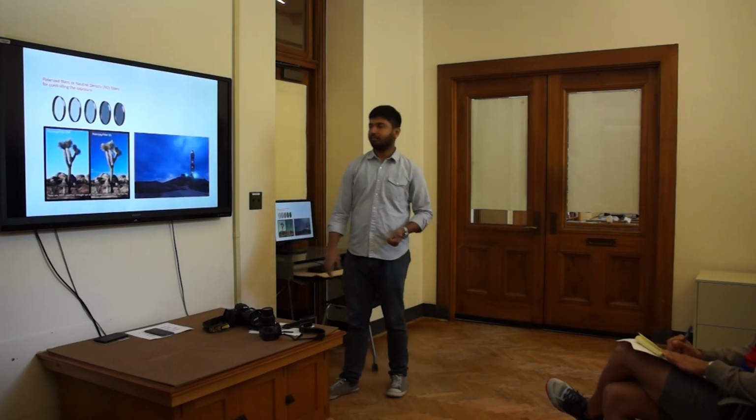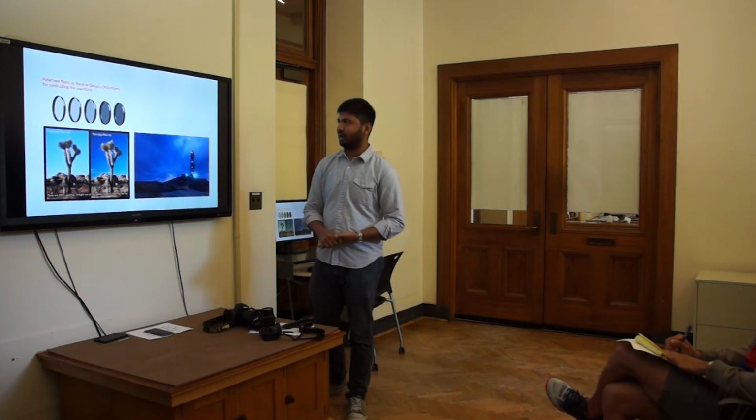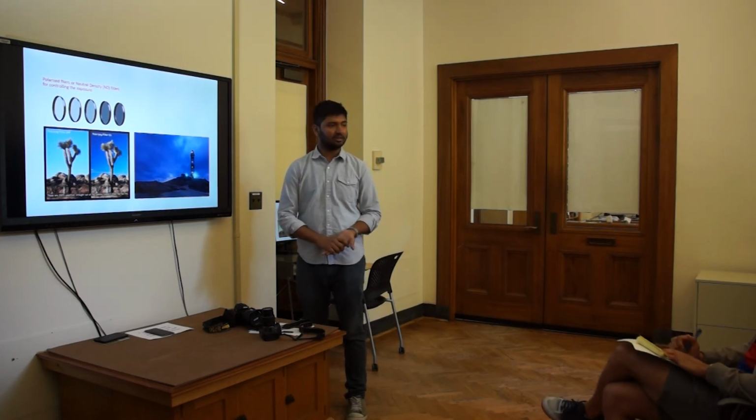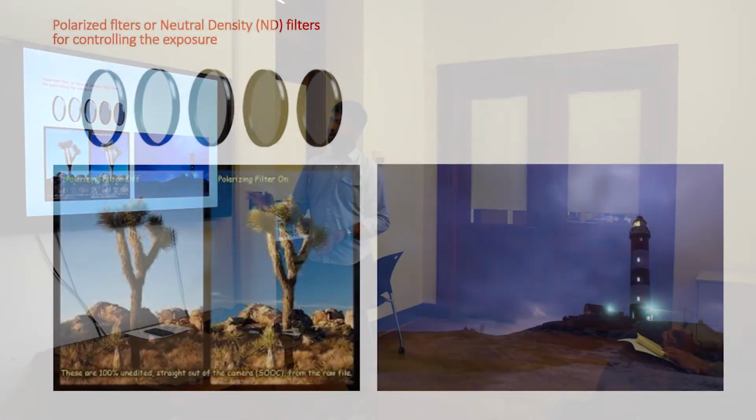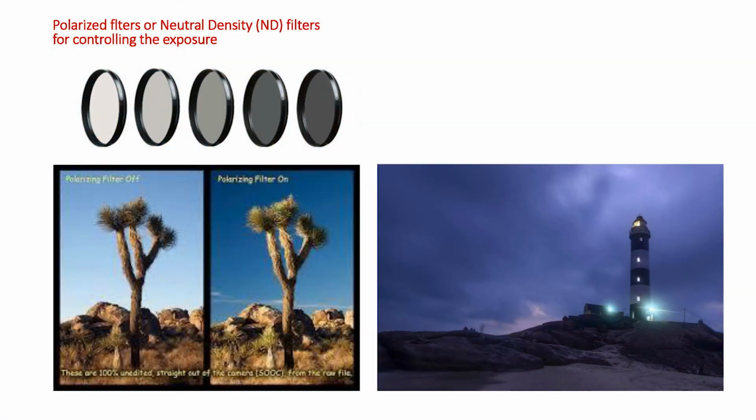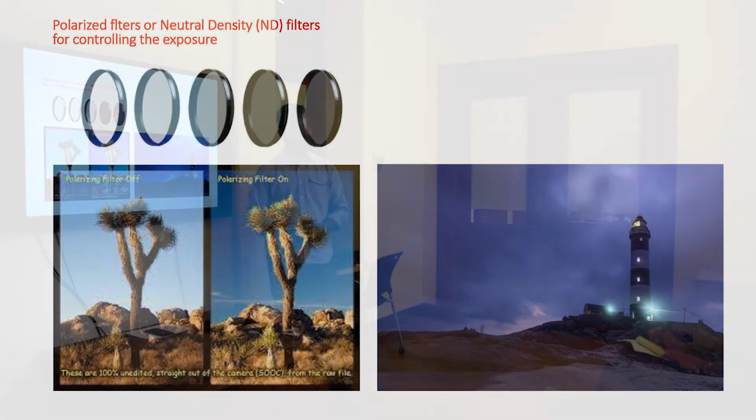And there are adapters like polarized filters. I mean, these are not necessarily adapters, these are filters. Polarized filters and neutral density filters. These are mainly used for cutting down the light that is entering the camera. Say for example, in most cases the problem would be not having enough light, but in some cases it would be the other way around.